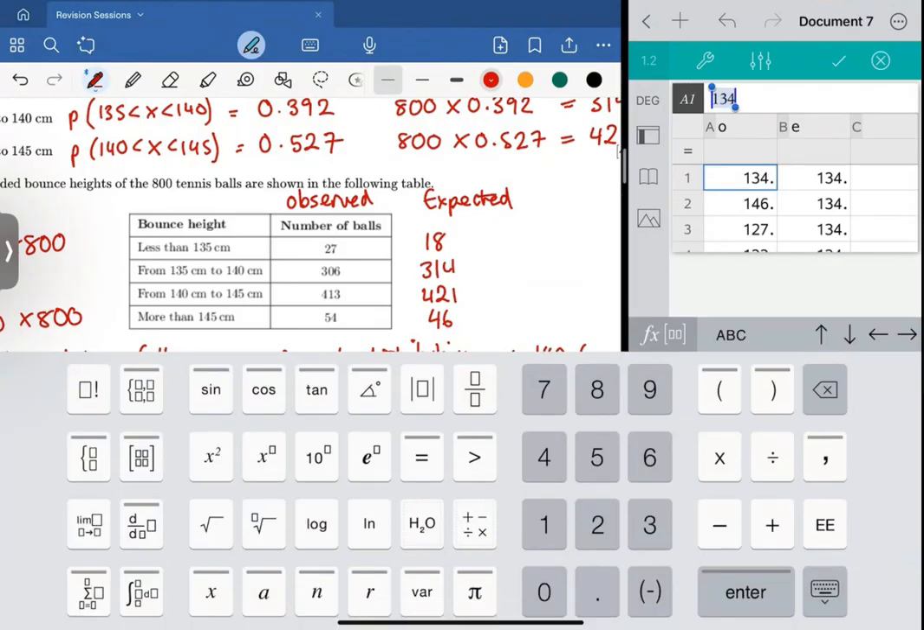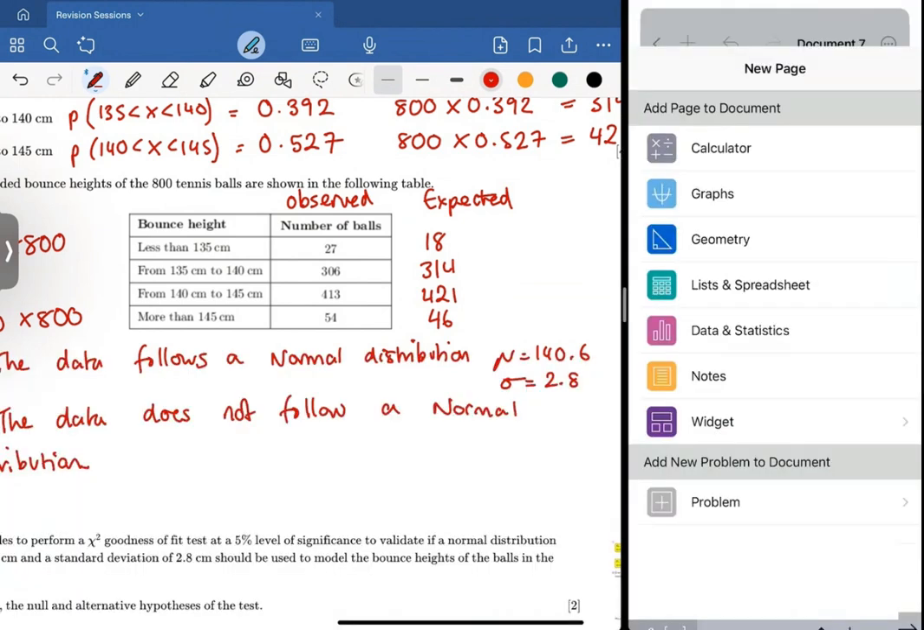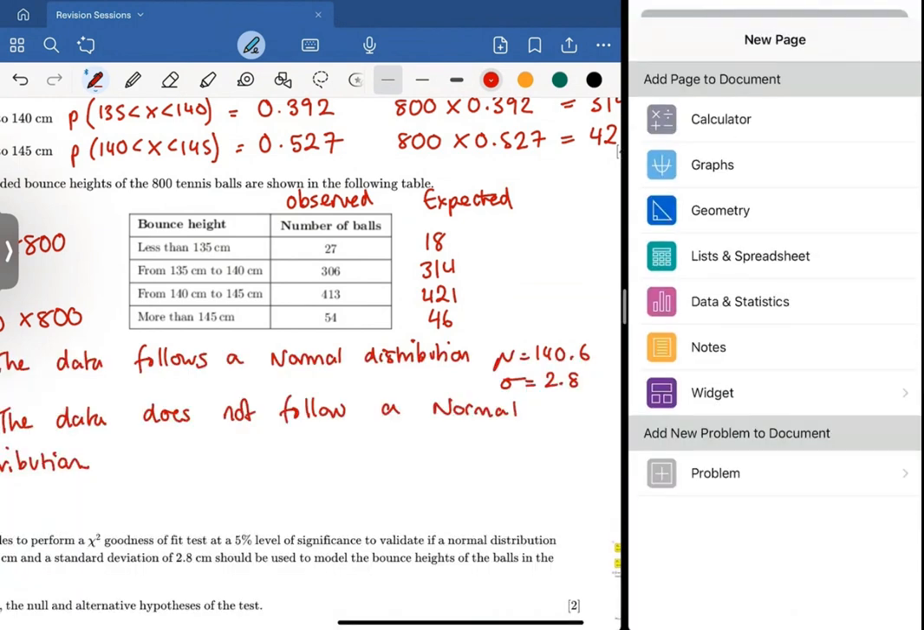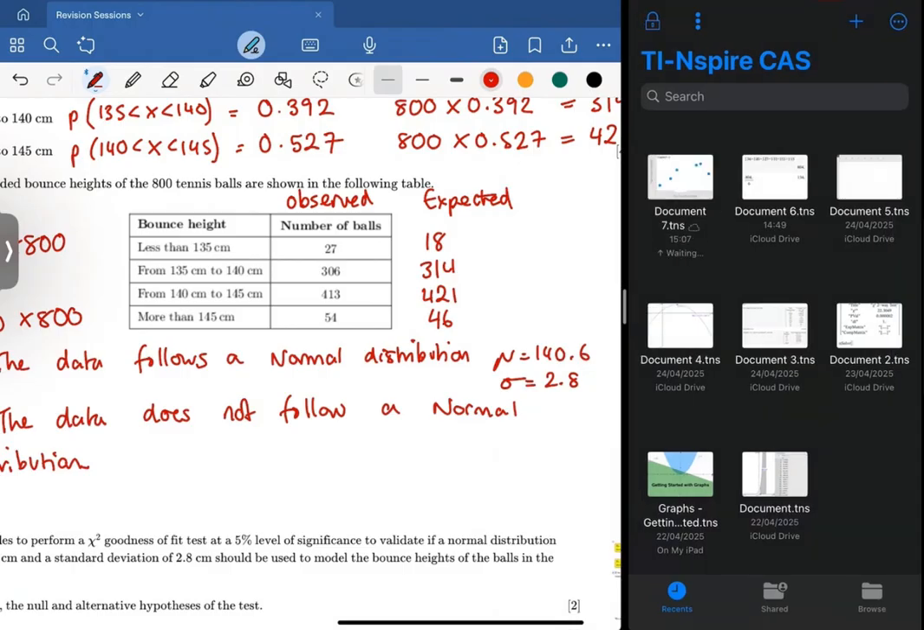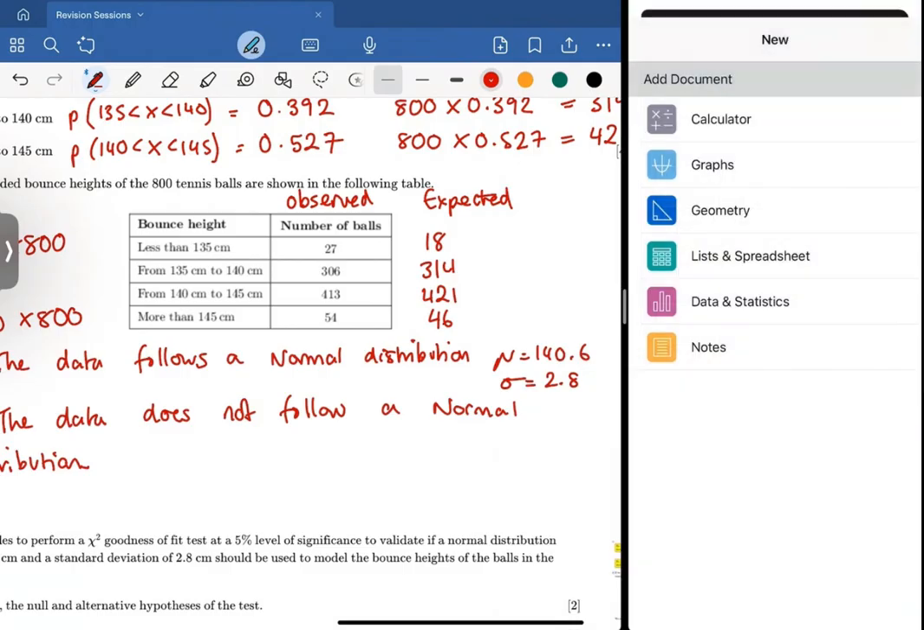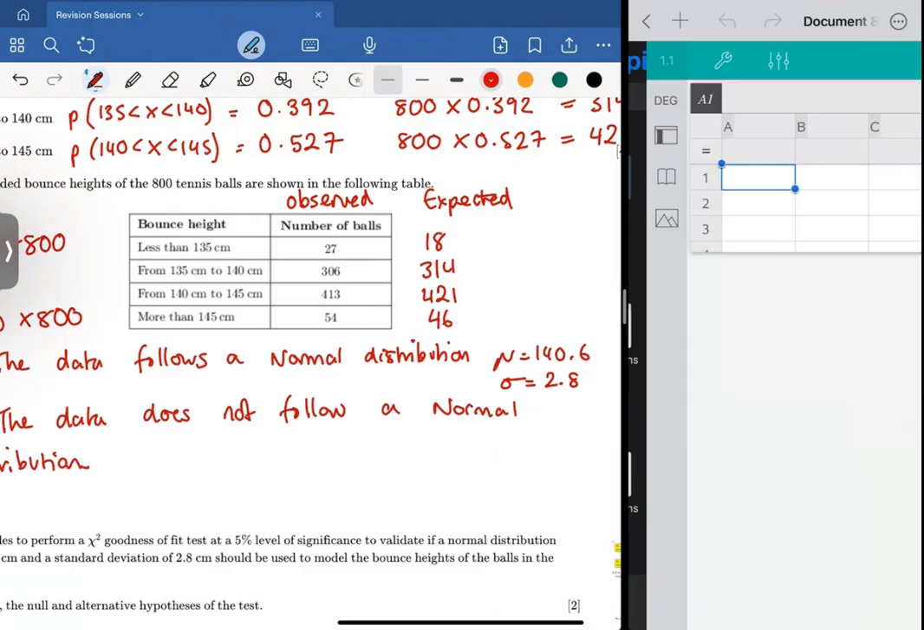Should I delete all of these? Or I could. I'll tell you what I will do, I will do a new one because it might be a little bit too long for me to delete all of those numbers. So I'm just going to do a new list in spreadsheets.